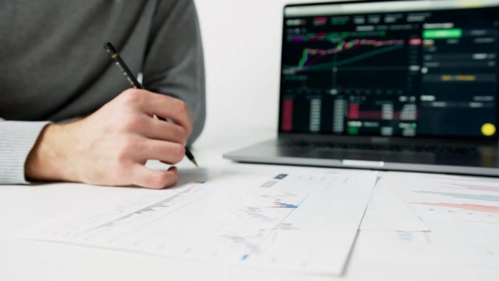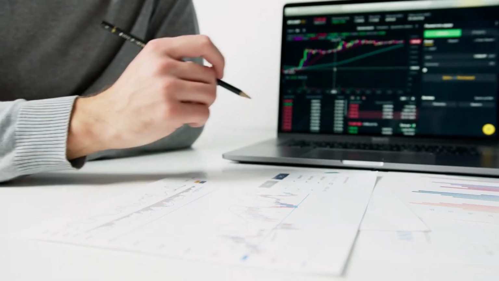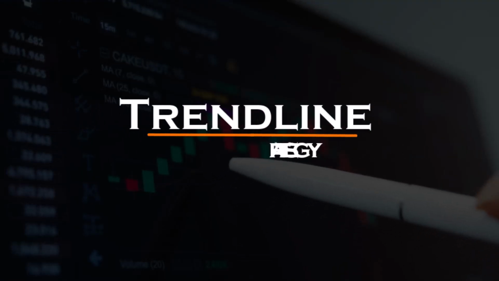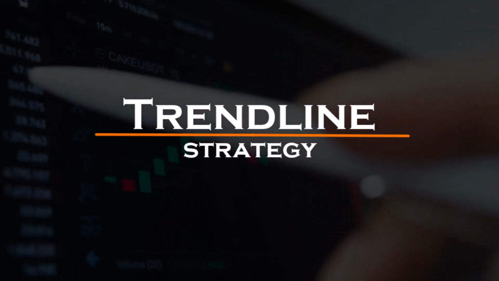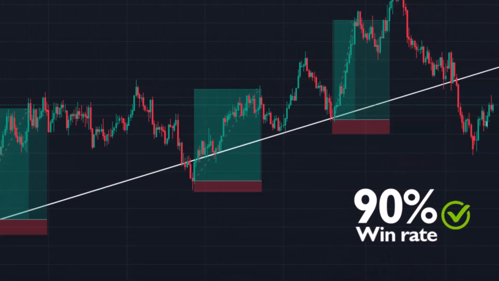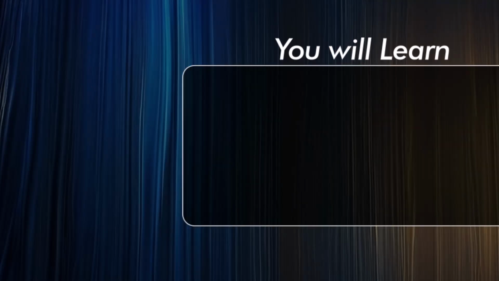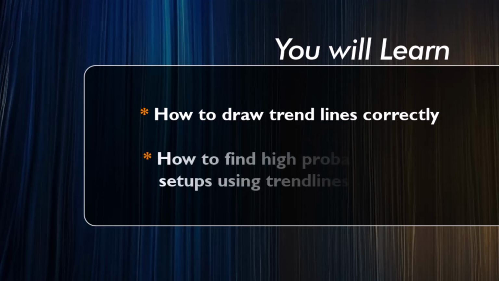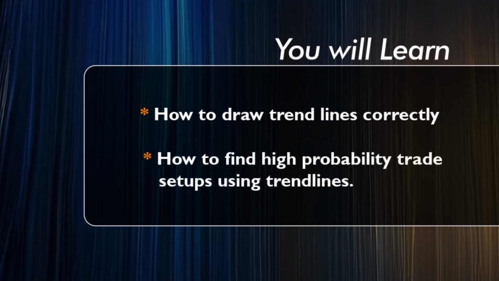In this video, I will reveal my best trend following strategy to make consistent profit in trading. This strategy is called the trendline strategy. This strategy has been tested and has proven to have a 90% win rate in the market. Ensure to watch till end as you will learn how to draw 10 lines correctly and how to find high probability trade setups using trend lines.